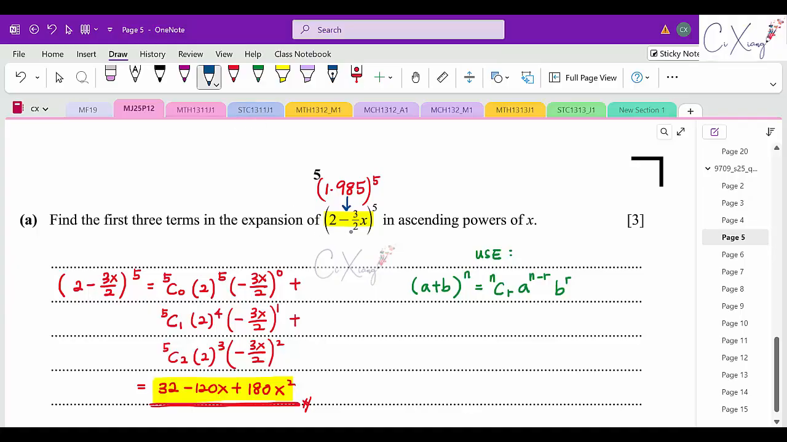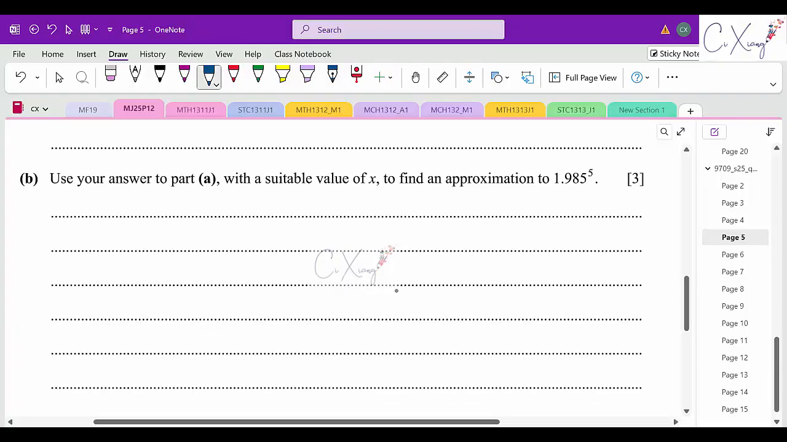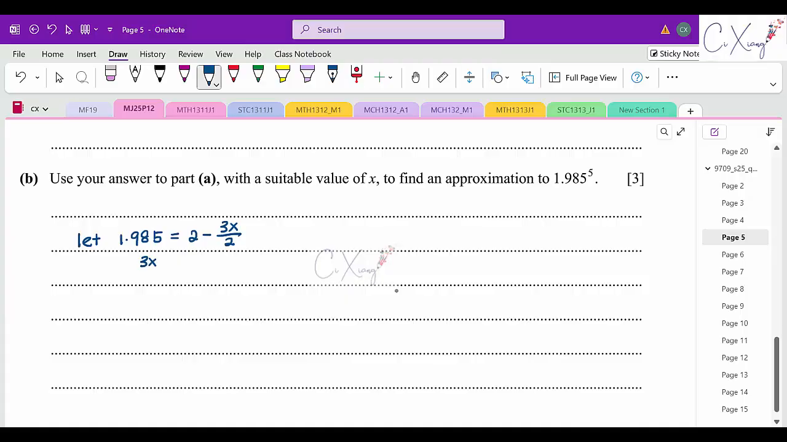Agree? So I need to know what is the value of x, so that when I substitute it, I will get 1.985 in the binomial expansion. So we try to figure it out. Then we will let 1.985 equal to the expression that we have in our bracket. If you try to solve it, bring the 3x over 2 to one side, you'll be having 3 over 200. Then further simplify, you'll be having x equals 1 over 100.